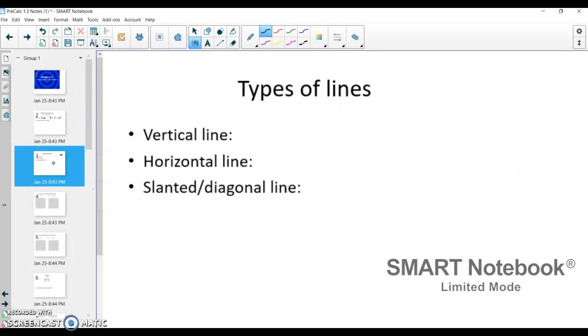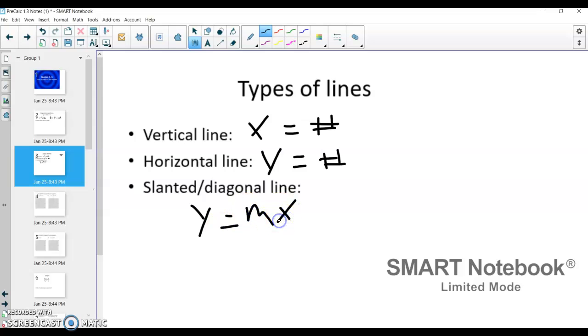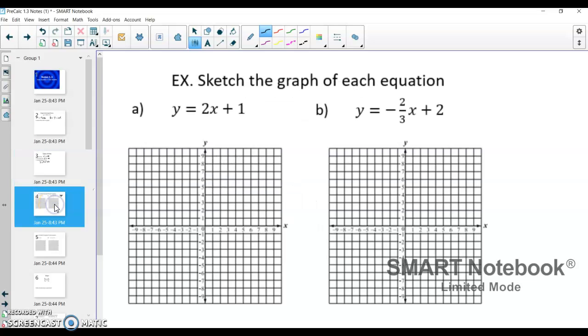Next, different types of lines. We can get a vertical line. A vertical line is going to happen when you have x equal to just some number. A horizontal line will happen when you have y equal to some number. And a diagonal line will happen in the form y equals mx plus b. When you have a slope and a y-intercept, you'll have some kind of slanted diagonal line. Let's start seeing what those look like with a sketch.